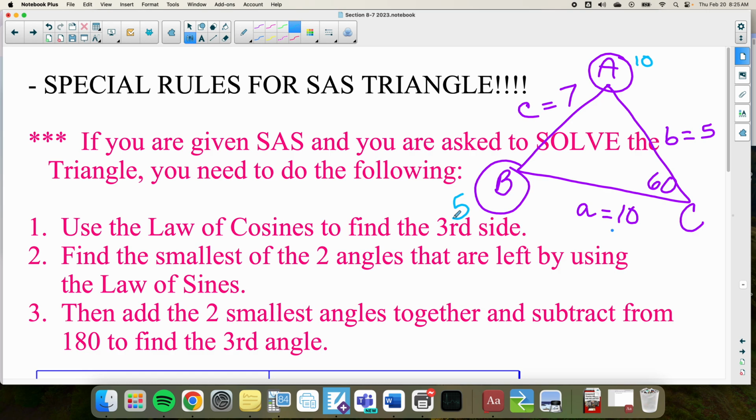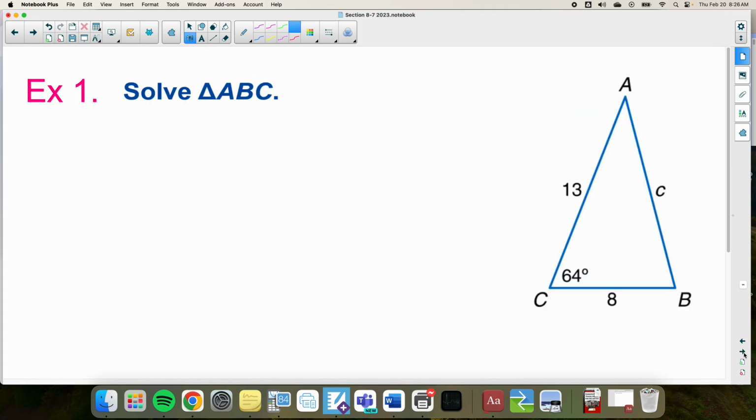So we would find that, and then once we knew angle B, let's just say this ended up being 40, okay? Then would it be easy to find A if you knew these two, right? You'd add them together, subtract from 180. So the one disadvantage of law of cosines is that you have to go in that specific order. So let's go ahead and try one of these.